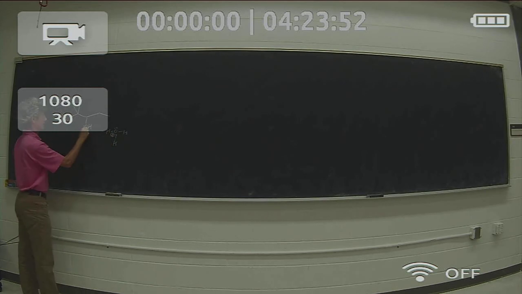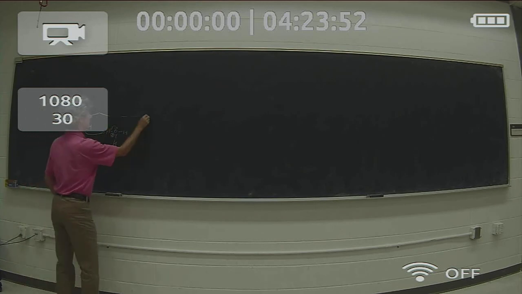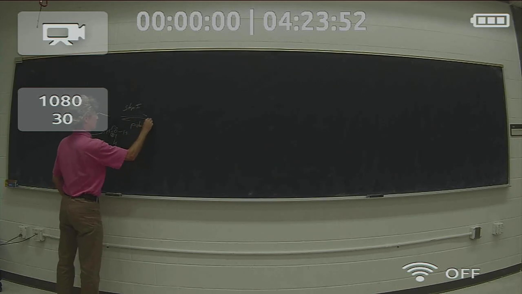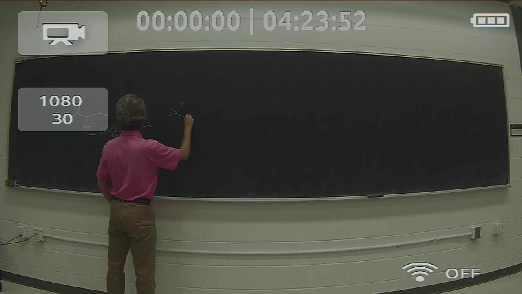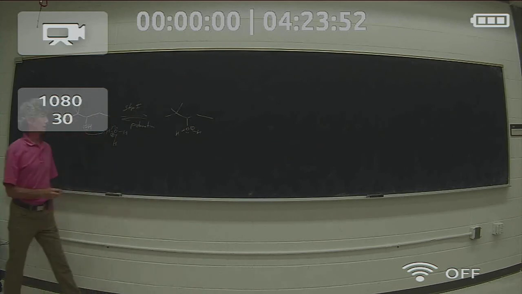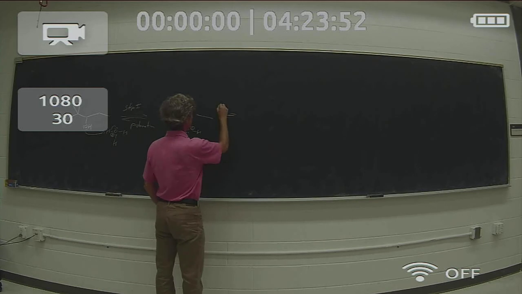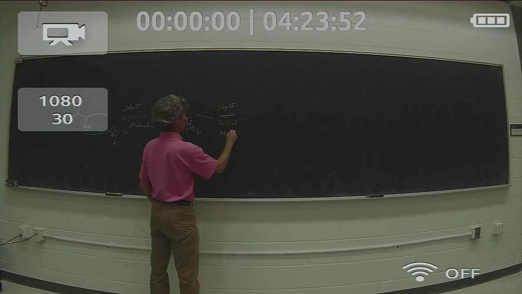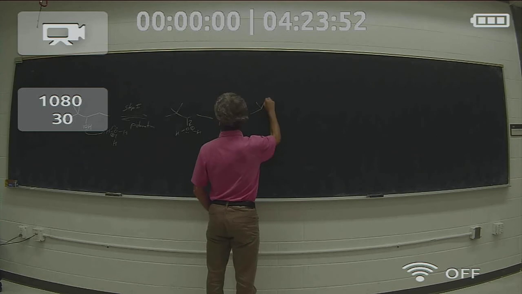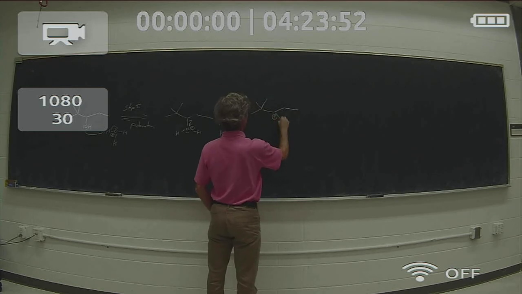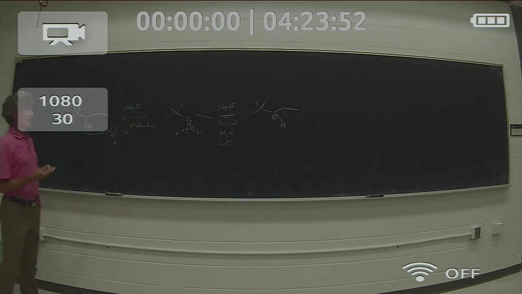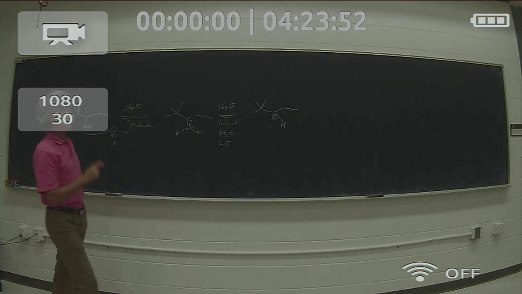Get used to writing this mechanism. Step one is protonation. That generates a protonated alcohol, which can act as a leaving group. Step two, the loss of the leaving group, water, forms a carbocation. And now there's no hydrogen on that adjacent position, but there are three methyl groups.